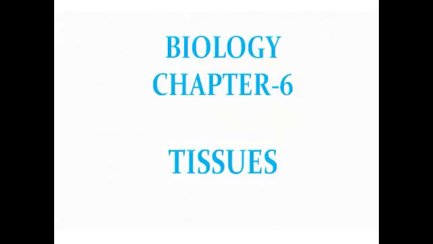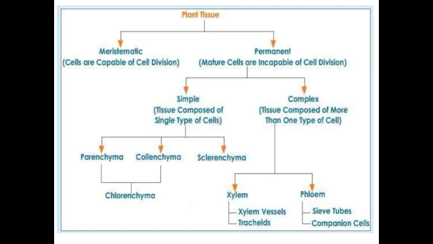Good morning, students. Today we are going to look at the chapter tissues. Last week we saw the meristematic tissues. In that, we saw the apical meristem, intercalary meristem, and lateral meristem. And today we are moving into the permanent tissue. Permanent tissue is split into simple permanent tissue and complex permanent tissue.